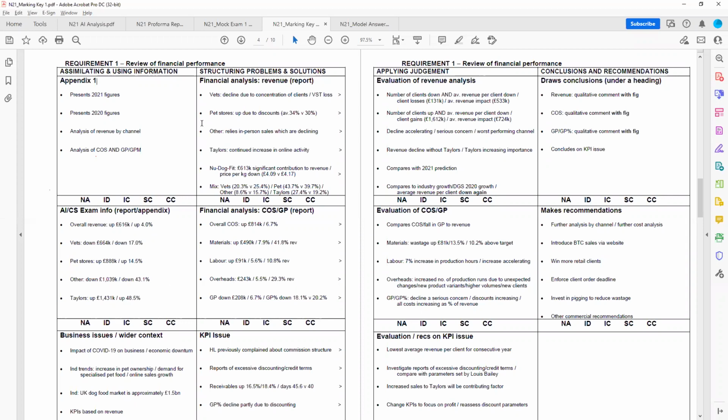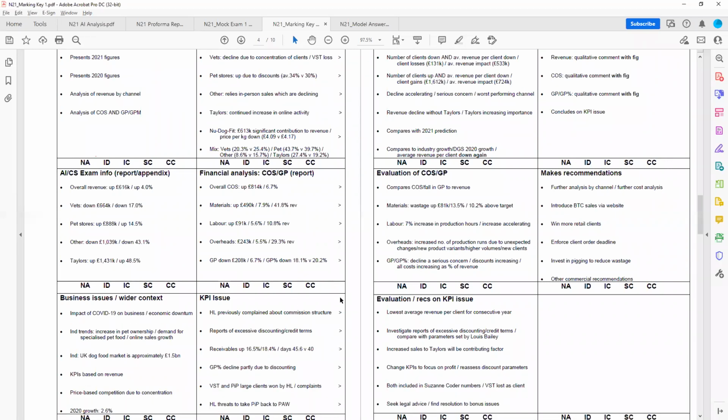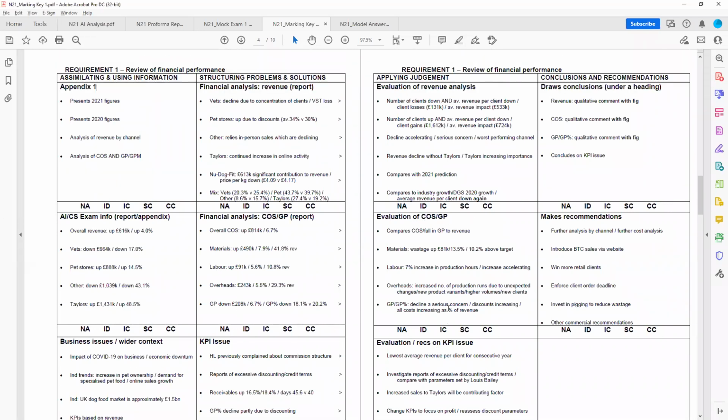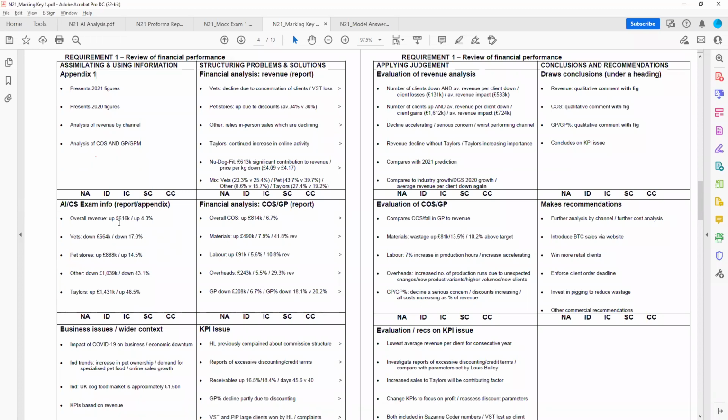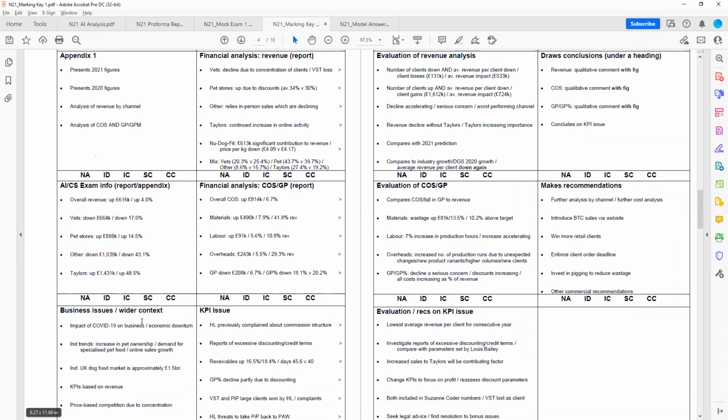So as you'd expect, for requirement 1, there's going to be a few boxes for revenue, based on the one we looked at, cost of sales, gross profit. And we've got a couple here for the one-off piece of analysis. And these are always the same. So conclusions, recommendations, Appendix 1, calculating the numbers correctly, and then the context box, so bringing in relevant points from the AI and other context points, perhaps from the exam paper.